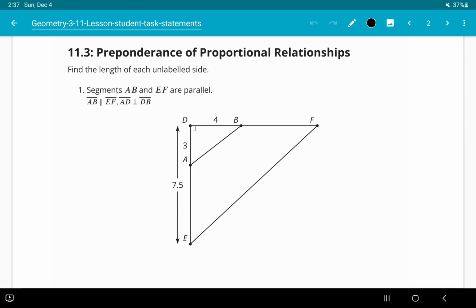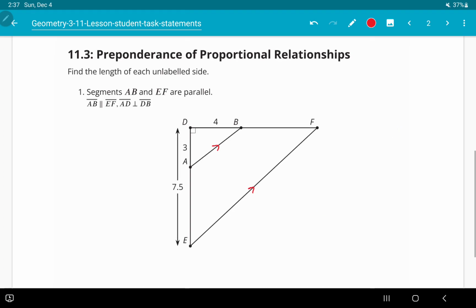Because we have this side, AB, let's do this in red. Because we have this side, AB, parallel to this side, EF, that means we have similar triangles. So we can write a similarity statement, triangle ABD is similar to triangle EFD.